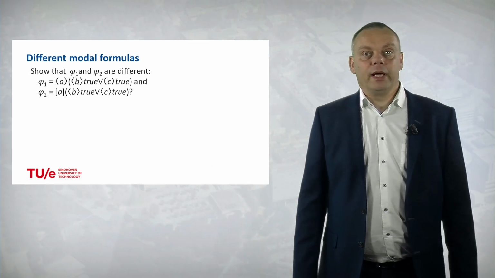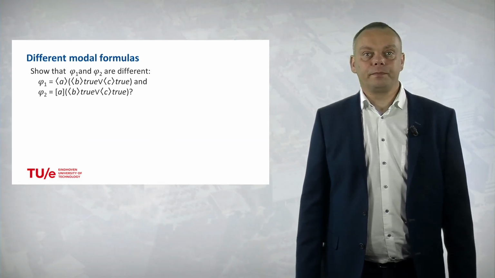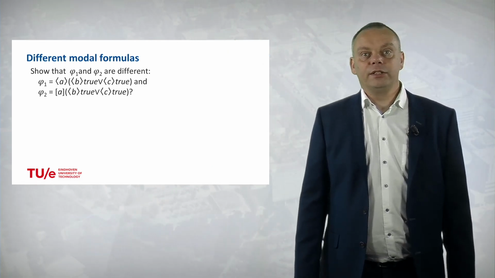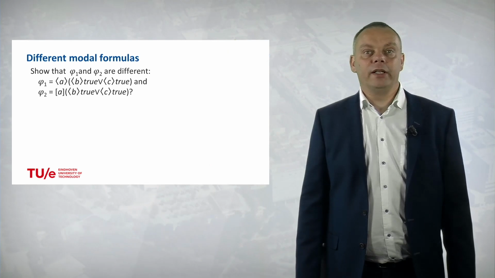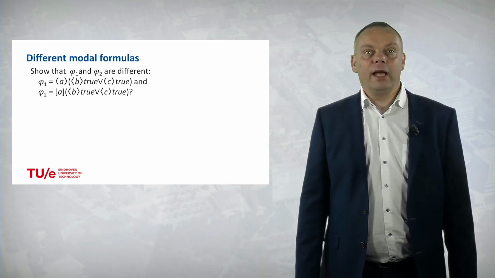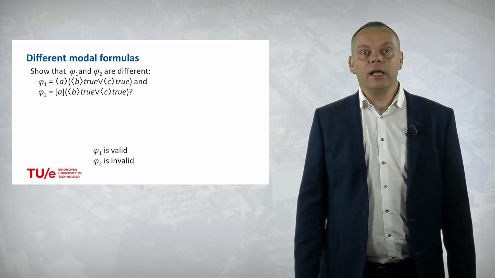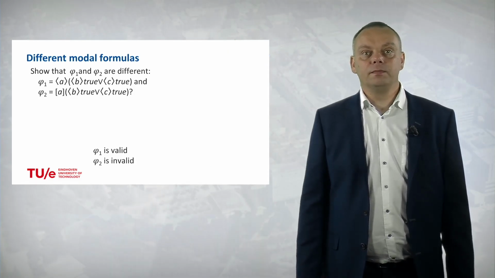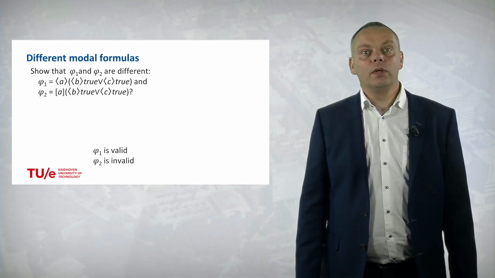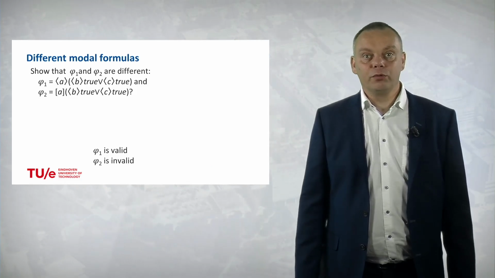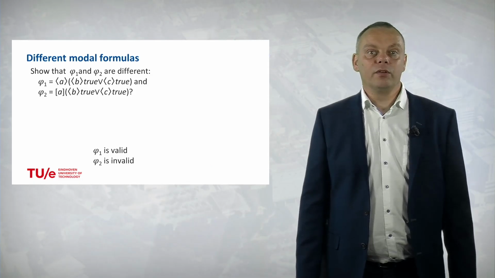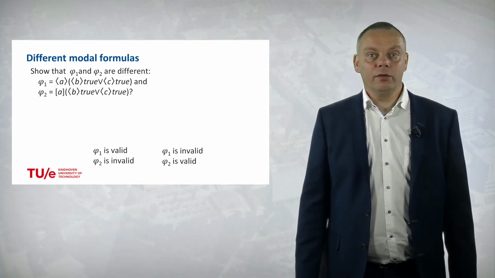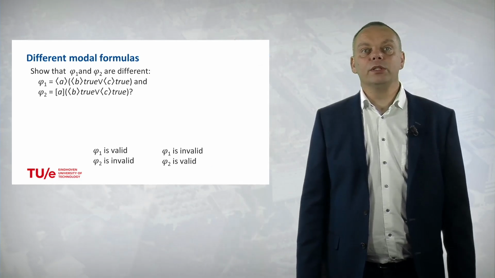Okay, we can also look at some formulas that are not equal, and then the question is, how can we convince ourselves that they are actually different? And the trick is the following, namely, we write down two transition systems, one for which phi 1 is valid and phi 2 is invalid, and the other for which phi 1 is invalid and phi 2 is valid.